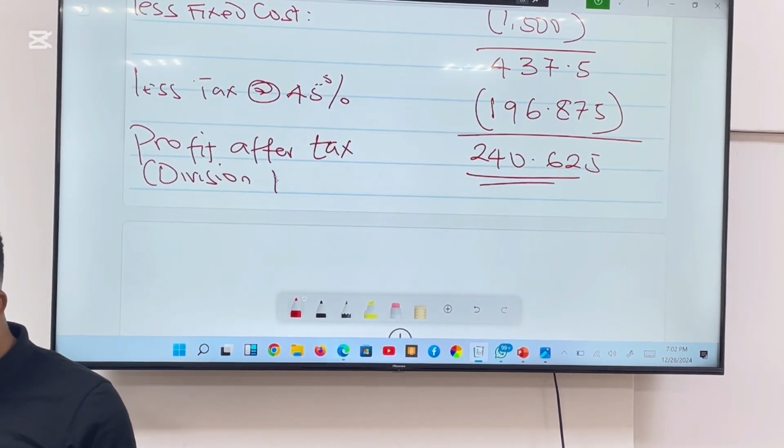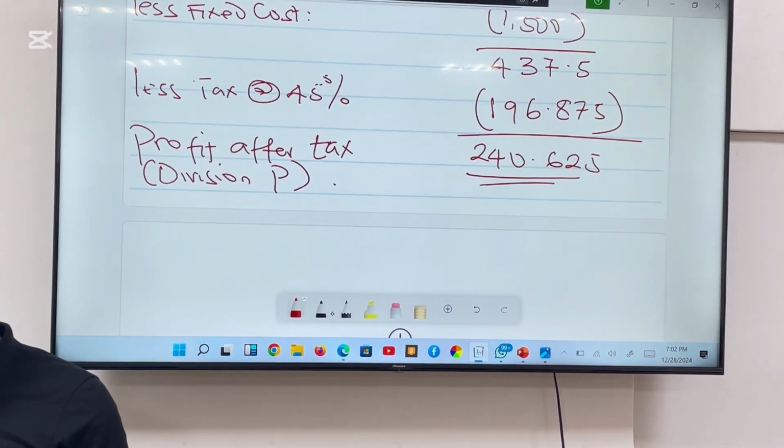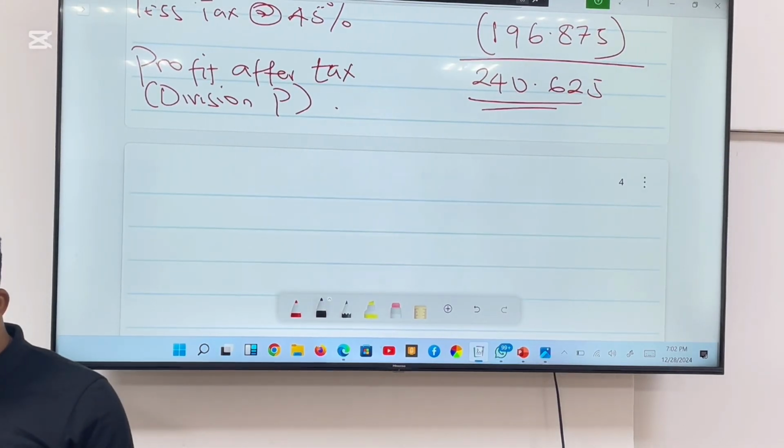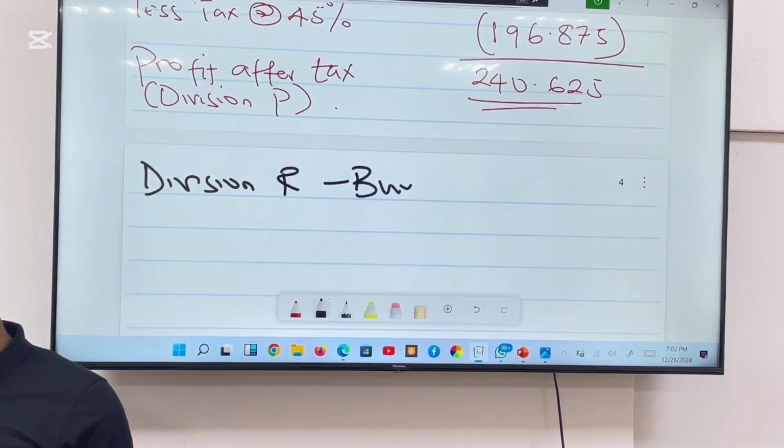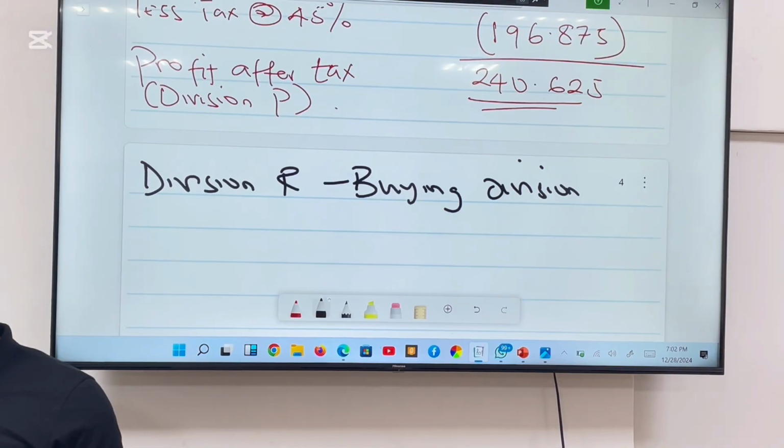Please compute for division R, which is the buying division, and put it in the comment section.